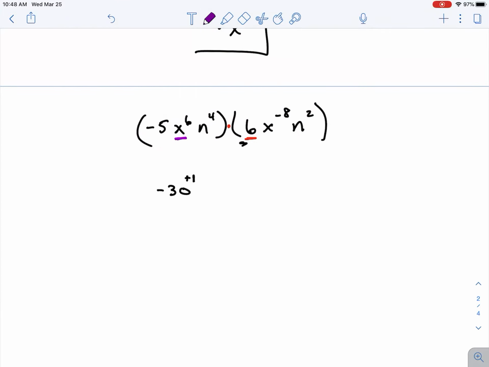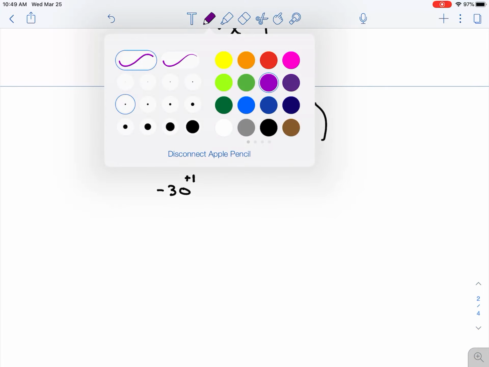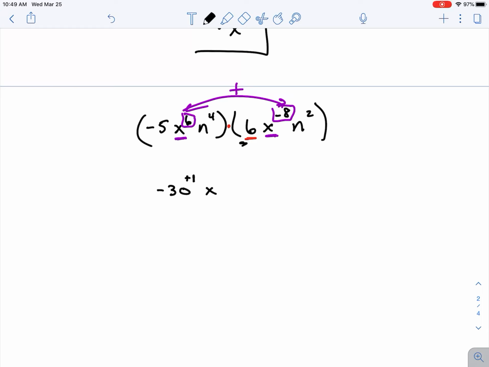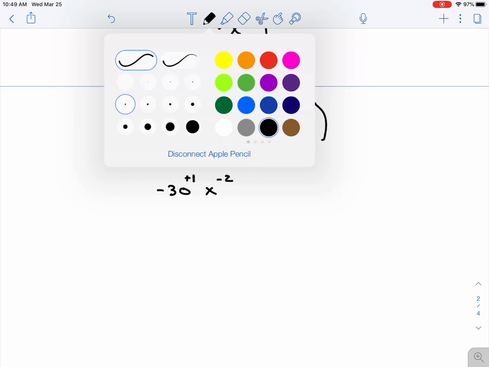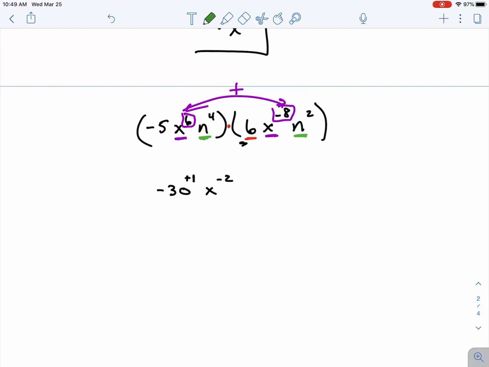All right, here's our x terms right here. Because each of these powers is on an x, these numbers are going to add. So I have x to the 6 plus a -8 is a -2. Then I'm going to look at my n values. Those exponents are 4 and 2, so that means I've got 4 of these, 2 of these. I've got 6 altogether.